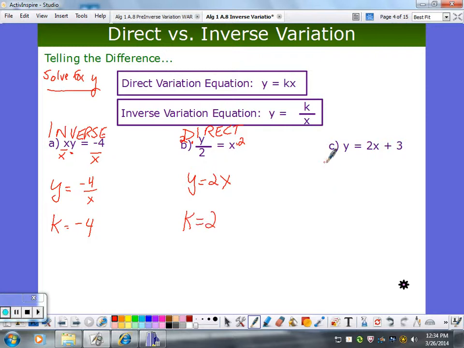Alrighty, this one. Direct, inverse? It's already solved for y, so I don't have to do anything other than look. Does it look like a direct variation? Does it look like an inverse variation? Which one? It doesn't look like either of them. It looks a little bit like a direct, except for this plus 3. What's the problem with that? Well, the slope's fine. That's fine. But what's the deal? Right, this one is always a y-intercept of 0. It's not a 0, so it's not a direct variation, and it's certainly not a k over x. So neither.